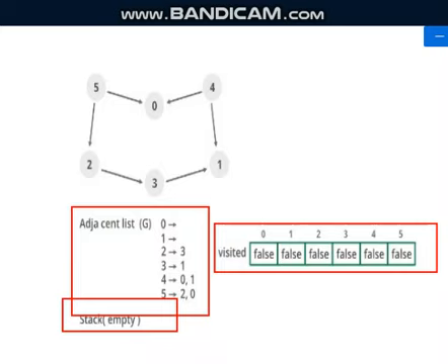So look at this. In the order, what is the next node? The next node is 2. So from 2, can you reach any other node? Yes, you can reach 3. Isn't it? You can reach 3. So 2 will recursively call 3.